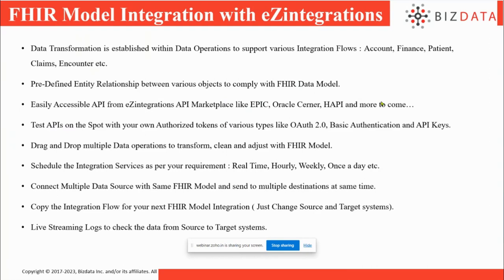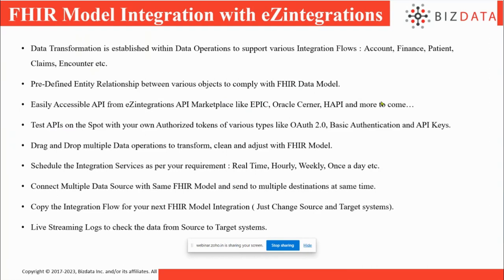Now, if you have already gone live with one integration pipeline or integration data flow, and after 3 months or 6 months or 1 year you want to integrate with another system, let's say a second target system, all you have to do is copy the integration flow. You are all set to create your next integration pipeline, and it takes less than a minute to create a copy and then define your new target system, and you are up and running. So this really helps organizations create multiple FHIR models with the integration pipeline and then utilize that one with the eZintegration platform.